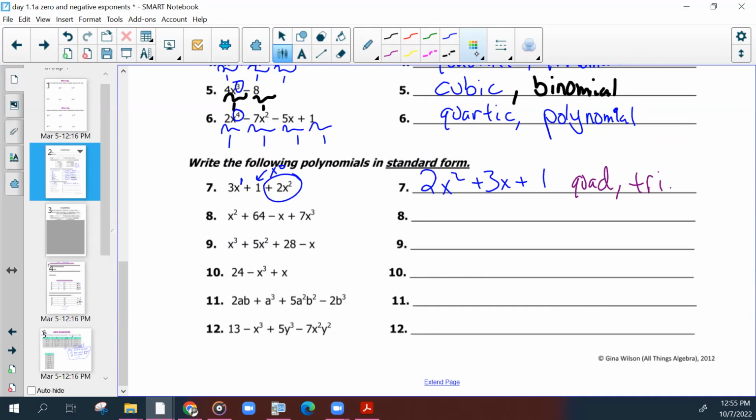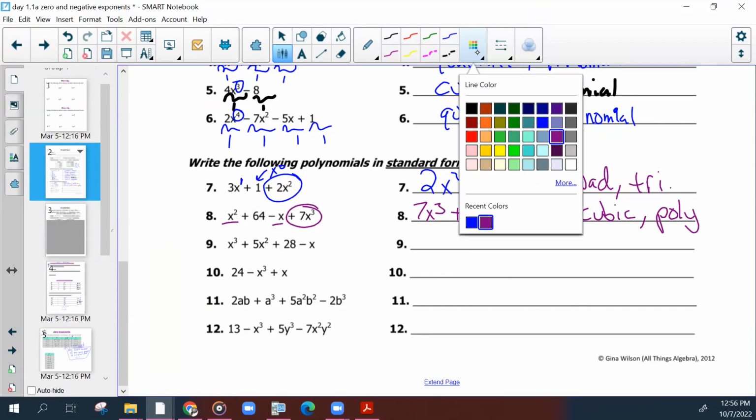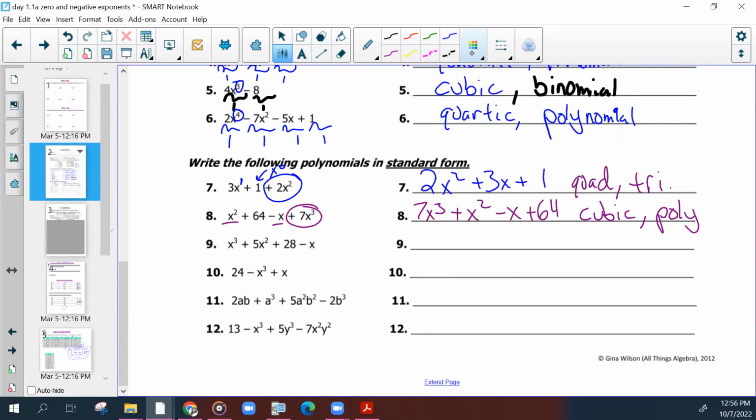Right, for number 8, the highest exponent is 7x to the 3rd. The next one would be positive x squared. And then we have minus x, and then the constant always goes at the end. The highest exponent here is 3, so this would be a cubic function. And there are 4 terms, so this is a polynomial. Number 9, highest exponent is x to the 3rd. And then 5x squared. Be careful with ones like these. It almost looks like it's in order, but we have to switch the 28 and the negative x. So this again would be a cubic function that is a polynomial.